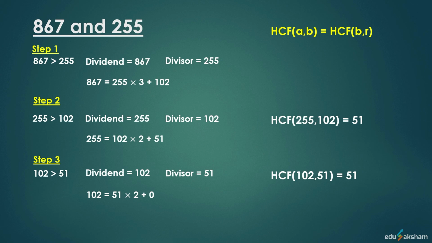We know that Euclid's division algorithm is true for every pair of consecutive steps. Hence, it will satisfy the HCF of A, B equals the HCF of B, R, which means the HCF of 867 and 255 will be equal to the HCF of 255 and 102. And we have our required answer. The HCF of 867 and 255 is 51. We have found the HCF of all the three pairs of given numbers.